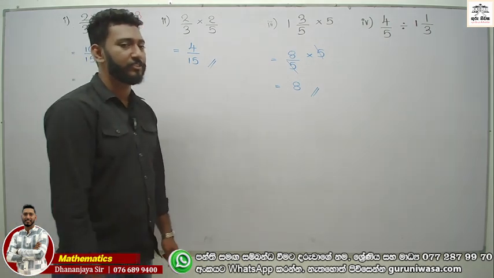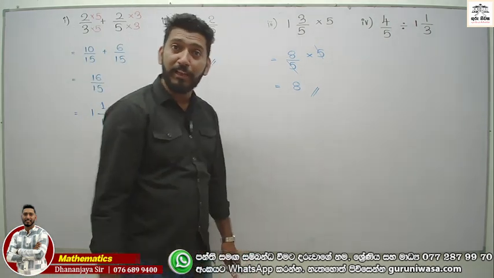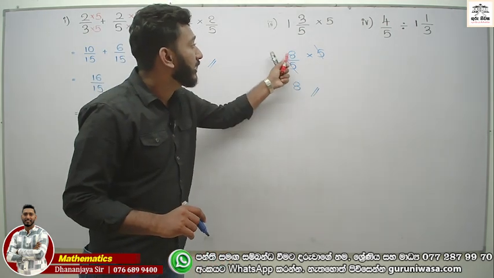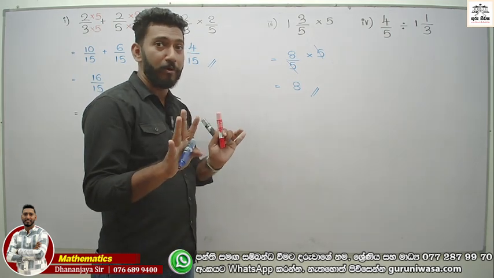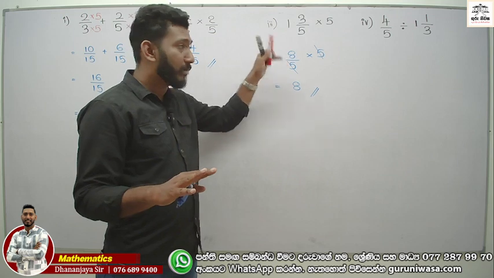Just 8. Some students multiply like this: 5 times 8, 40. 5 times 5, 25. Completely wrong. They are multiplying both things.